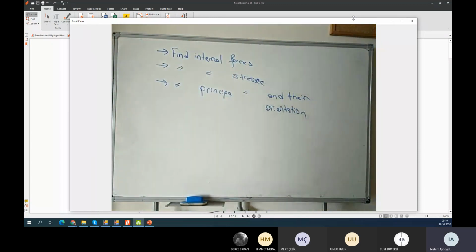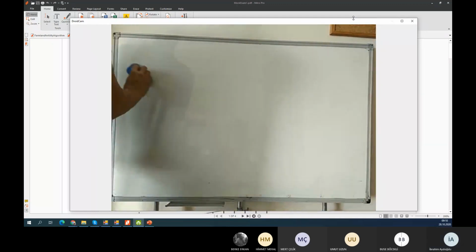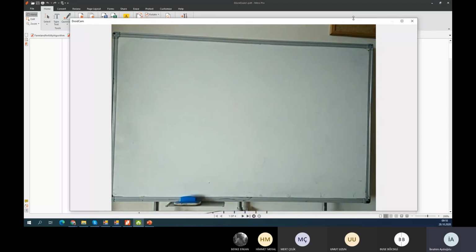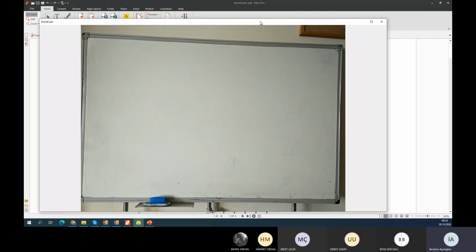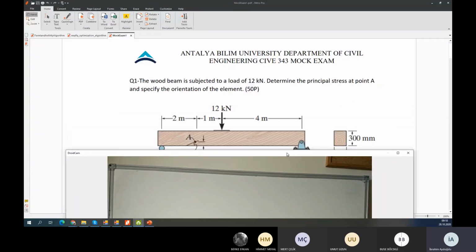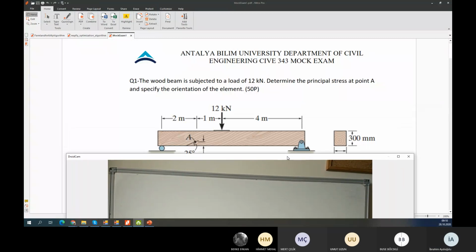First of all, I want to start with the internal forces. This step is related to your previous knowledge in the statics course. You know how we can calculate the moment, shear force, and bending moment. Okay. First of all, I want to look at my system. I want to draw the free body diagram. Okay.